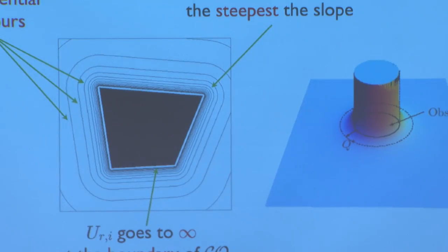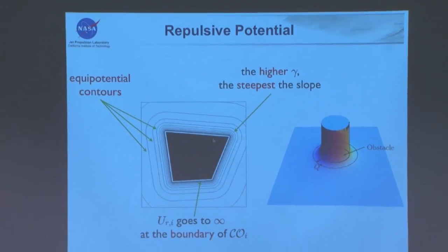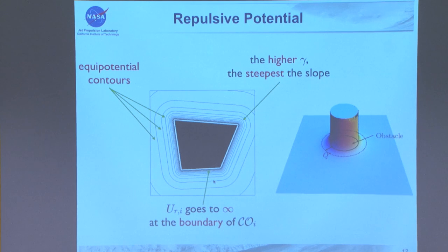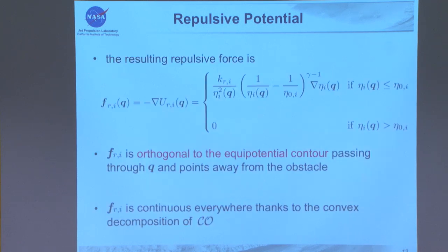So a picture of this repulsive potential can be given like this. Here you have an obstacle. These are called equipotential contours. That means if you move along this contour, you will have the same potential. And if you get close to the obstacle at the boundary, it will be very large. As you can see, the density of these equipotential contours is very dense when you get close to the obstacle because you see a very rapid change here. But here, it's a much smaller value. And the way you change this potential, you can play with this parameter. If you use a larger gamma, then this will increase much faster.